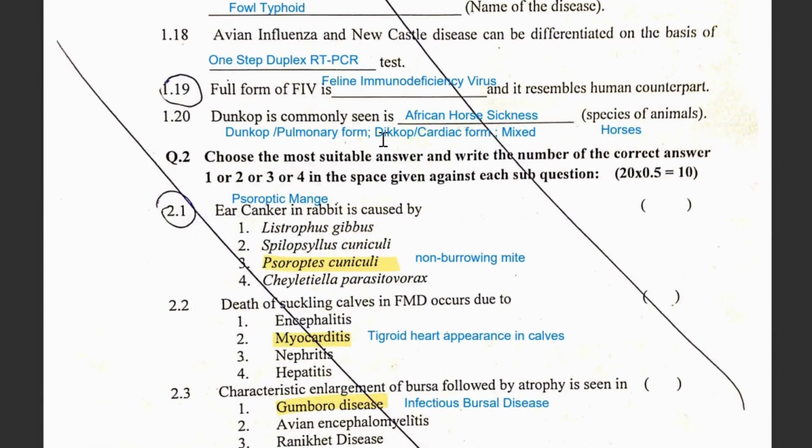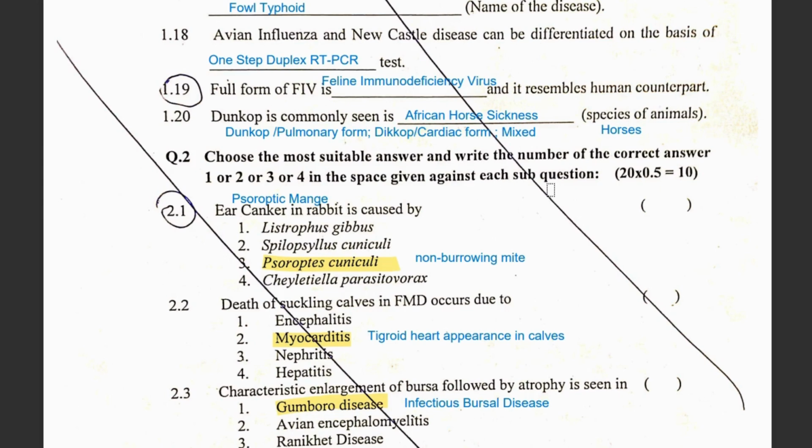Dung cough is seen in African horse sickness. African horse sickness mainly has three forms. One is dung cough, which is the pulmonary form. It is highly fatal and results in 100% mortality within 1 week, while the dikkop is the cardiac form, in which the fatality is 50%. And the third type of African horse sickness is mixed, where you can see respiratory and cardiac signs both.